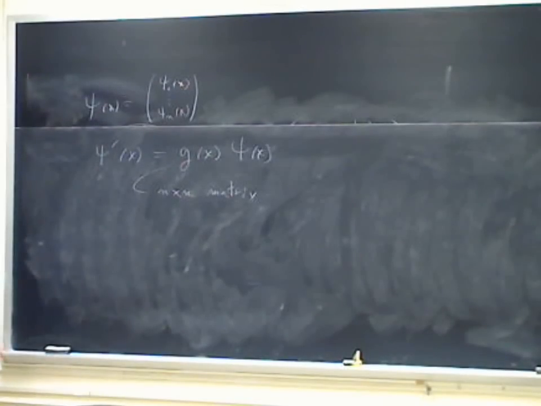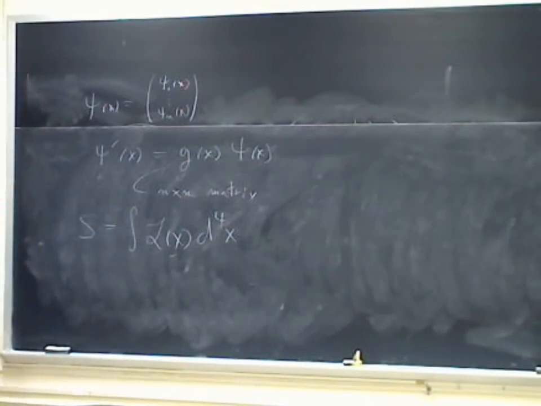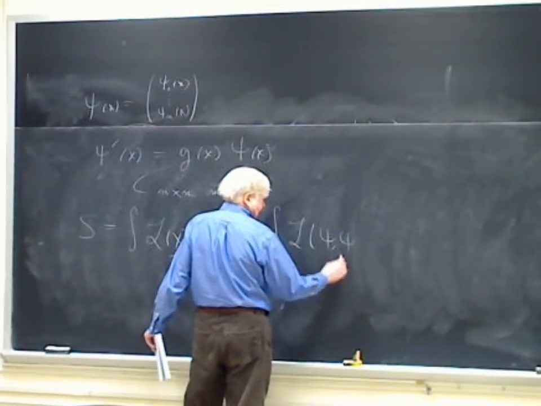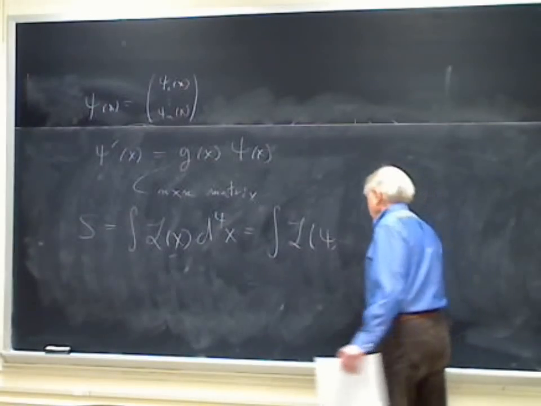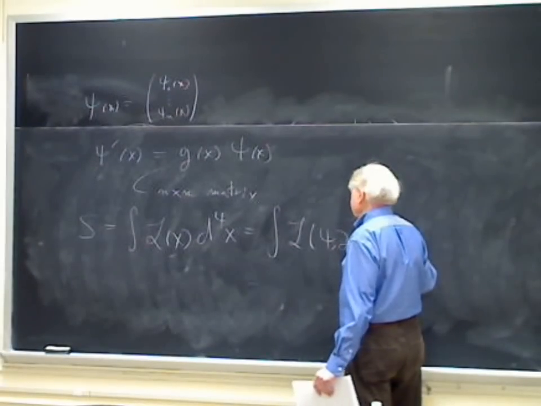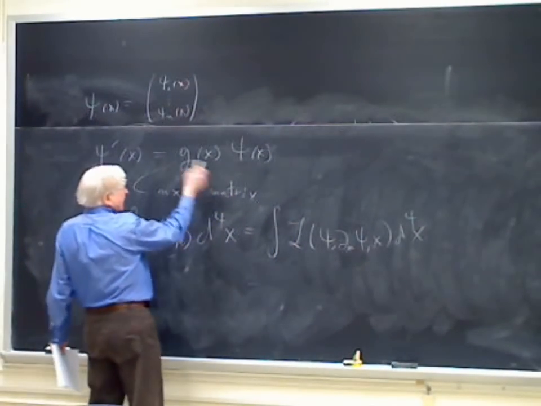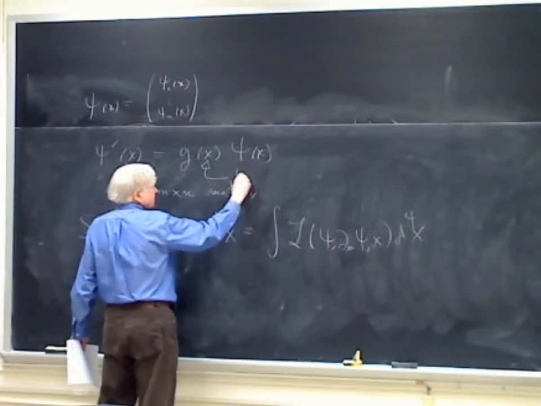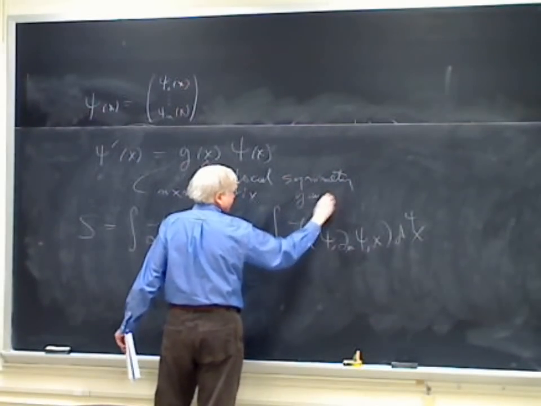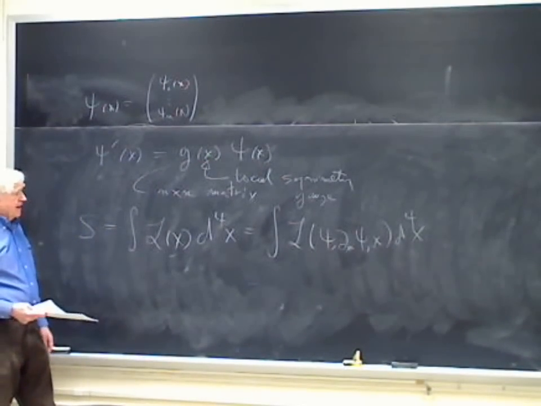Now these are a symmetry transformation if the action, which is the integral of the Lagrange density over space-time, and the Lagrange density, of course, involves the fields, so it's L of psi and d mu psi, and of course the point x, d fourth x. If S is invariant under this transformation, then this is a symmetry, and if g actually depends upon this point x, then it's called a local symmetry, or equivalently a gauge symmetry. So gauge symmetry is one in which the transformation depends upon the space-time point x.